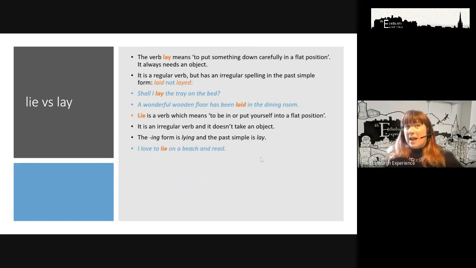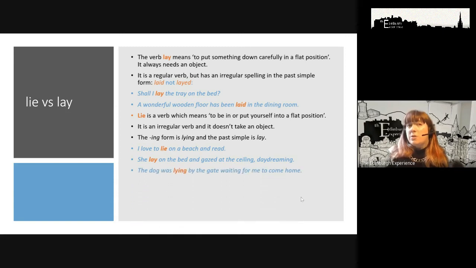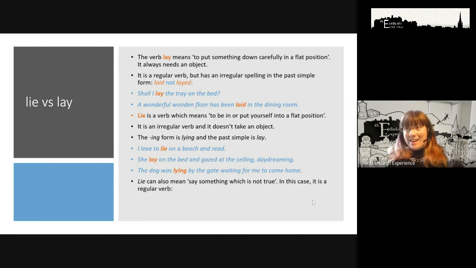Like, I love to lie on a beach and read. She lay on the bed and gazed at the ceiling. So lay here is the past of lie. It doesn't mean the first definition there. The dog was lying by the gate waiting for me to come home. Lie also means something which isn't true. So when we use it in that way, it's a regular verb. I lied to my teacher about my homework.